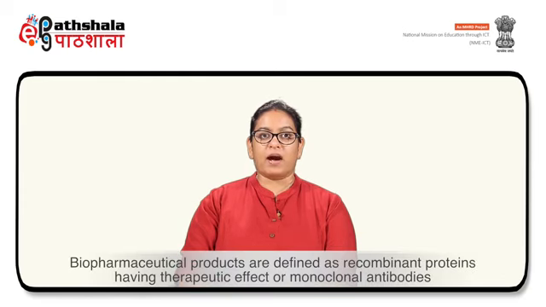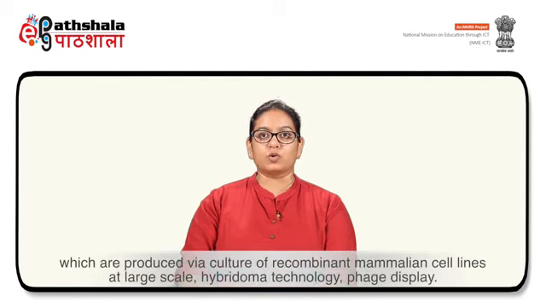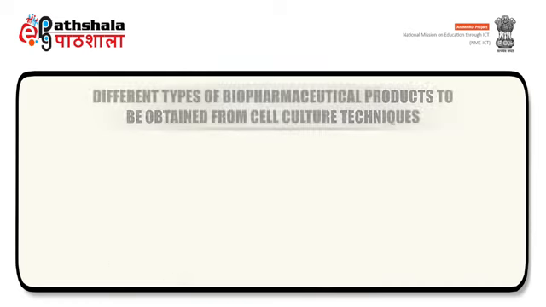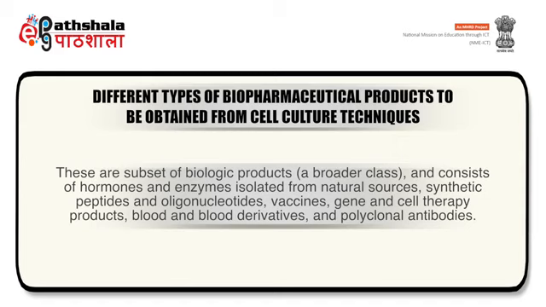Biopharmaceutical products are defined as recombinant proteins having therapeutic effect or monoclonal antibodies which are produced via culture of recombinant mammalian cell lines at large scale, hybridoma technology and phage display. The different categories of biological products consist of hormones, enzymes, synthetic peptides, oligonucleotides, vaccines, gene and cell therapy products, blood and blood derivatives and polyclonal antibodies.